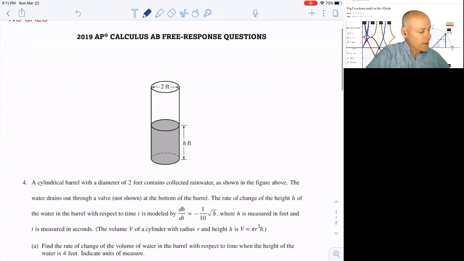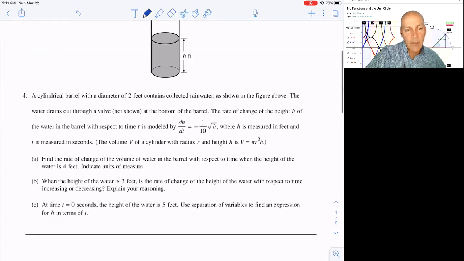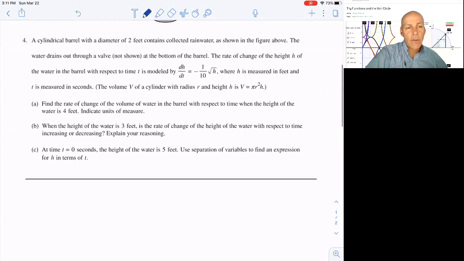Reading the question: the cylindrical barrel with a diameter of 2 feet contains collected rainwater as shown in the figure above. Water drains out through a valve, not shown, at the bottom of the barrel. The rate of change of the height h of the water in the barrel with respect to t is modeled by dh/dt equals negative 1/10 square root of h, where h is measured in feet and t is measured in seconds. The volume of a cylinder with radius r and height h is V equals pi r squared h. And then we're asked to do 3 things.